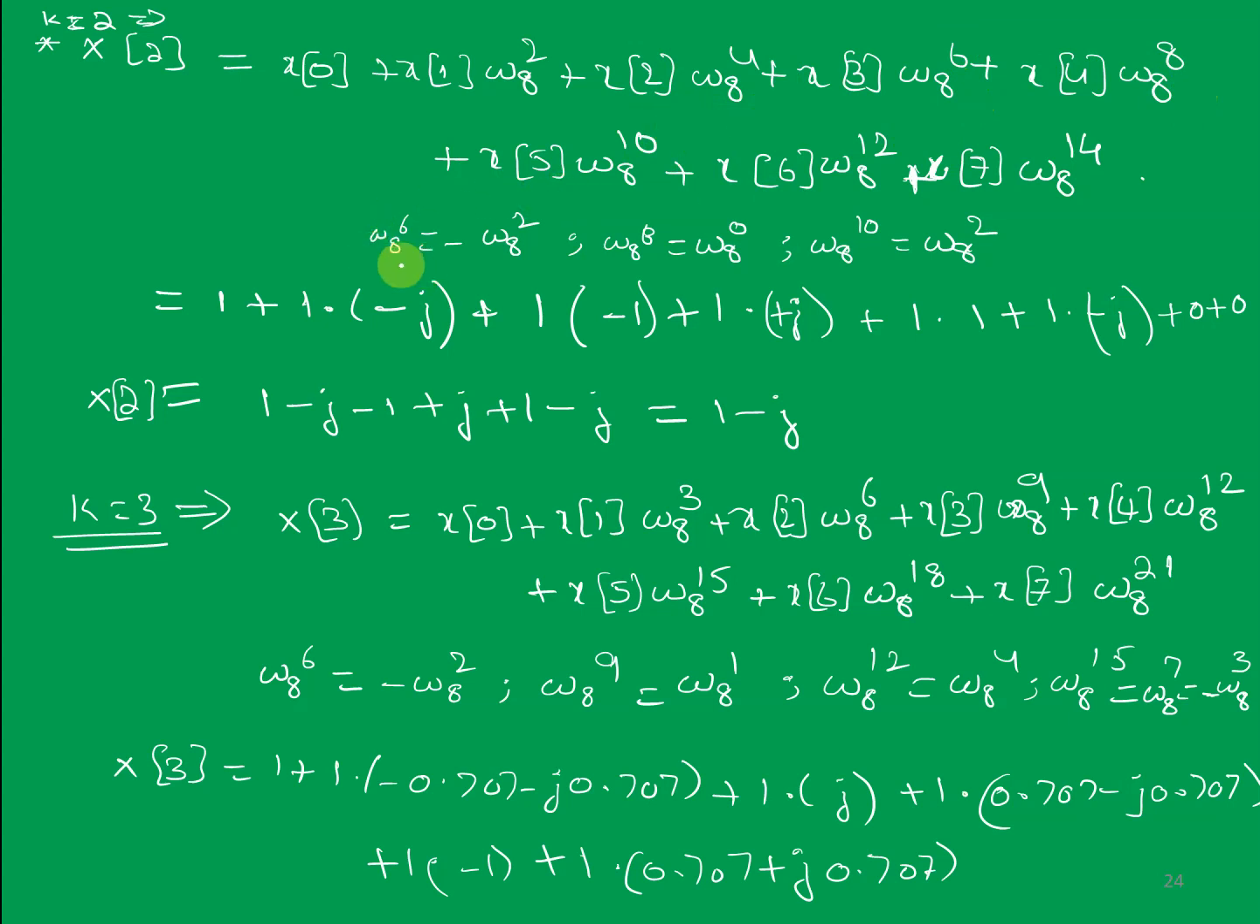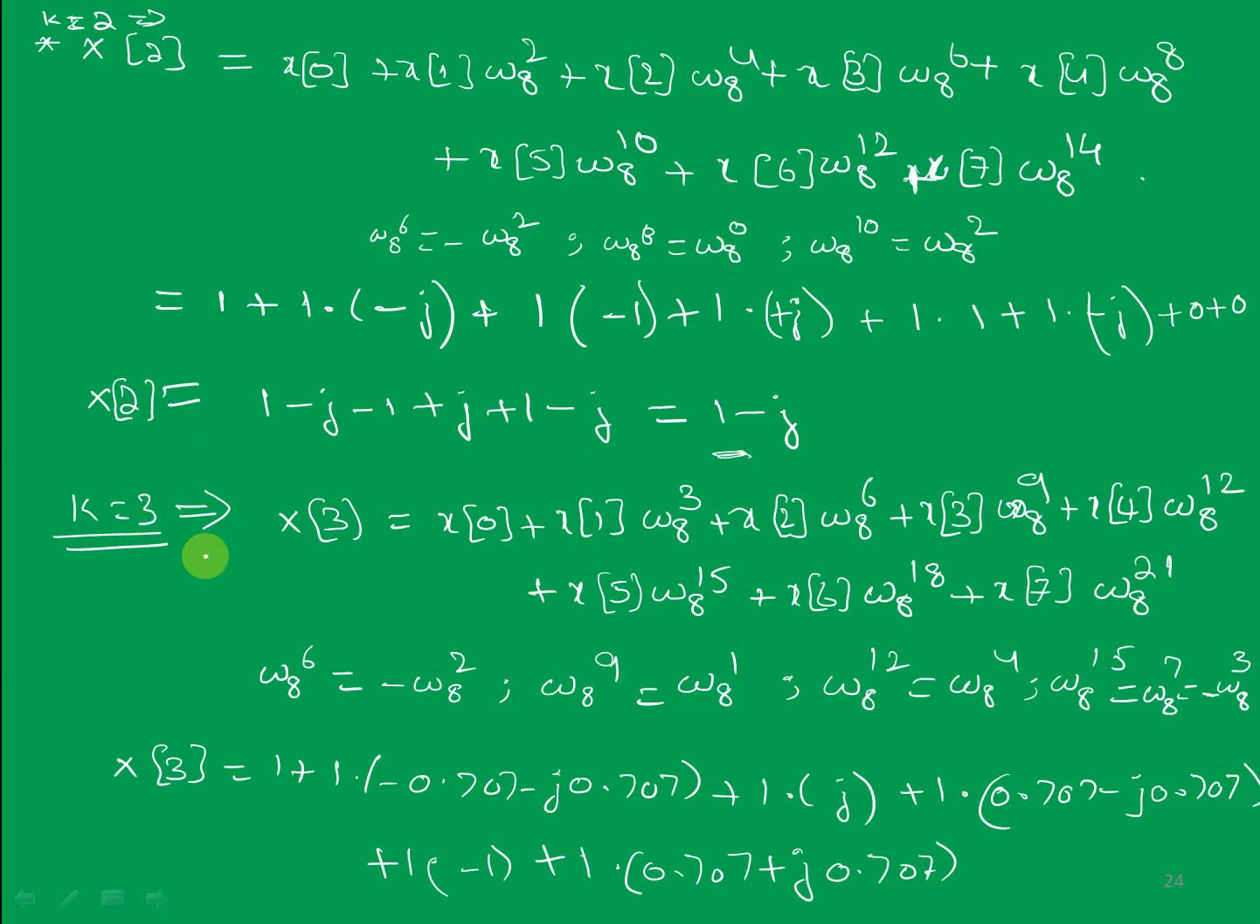So W8 power 6 means it is equal to 2 plus 4. That's why minus W8 power 2, symmetry property. W8 power 8 means periodicity property. Apply 0 plus 8, which means W8 power 0. Here also 2 plus 8, that means W8 power 2, periodicity property. Okay. So now substitute all the values here. Then you can get the answer like this. Okay, so check it once, right?